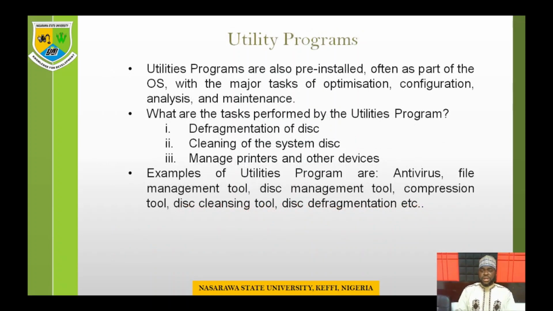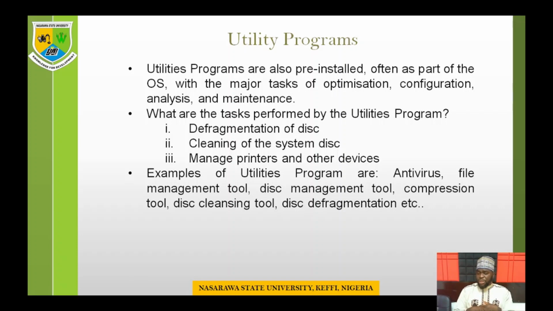Utility programs are also pre-installed. Often, in most cases, they are part of the OS, but sometimes they can come as standalone applications. Most of the time, they come as part of the operating system, with major tasks of optimization, configuration, analysis, and maintenance. So what are the tasks performed by utility programs? Among them are disk defragmentation, disk cleaning, and managing printers and other devices. These are some of the things that utility programs can handle within the computer system.